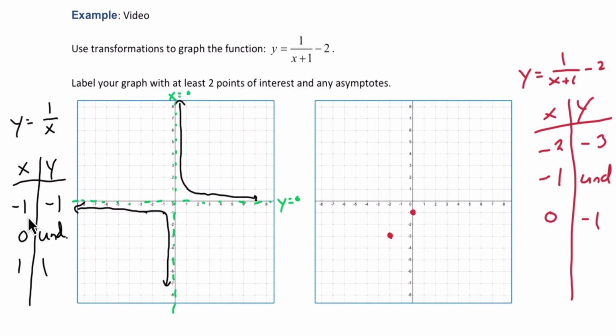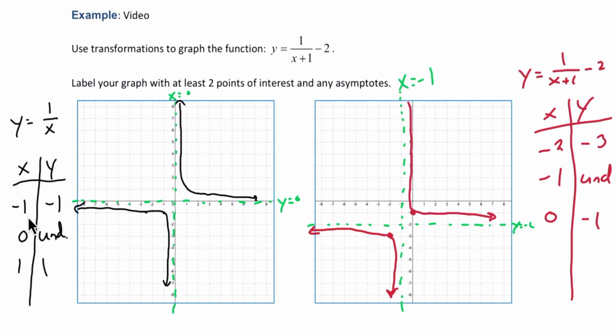And then our asymptotes are occurring at y equals -2 and at x equals -1. Again, comparing the black graph and the red graph, notice the black, to get to the red, we shift it down 2 units and then move to the left 1 unit.